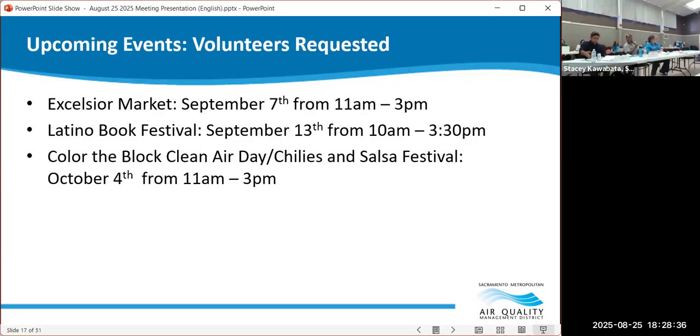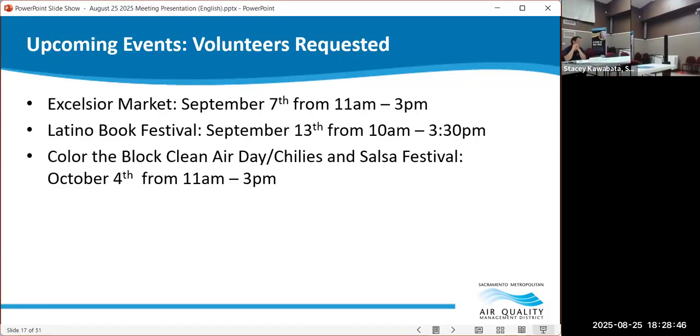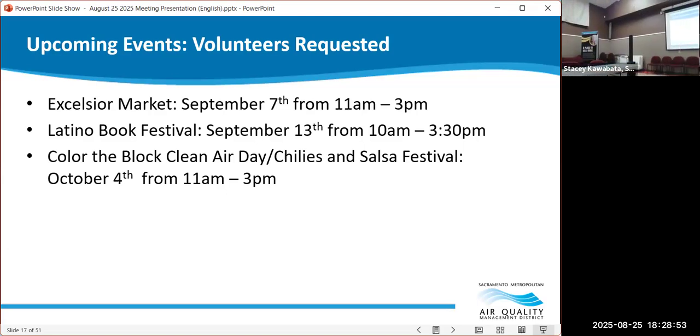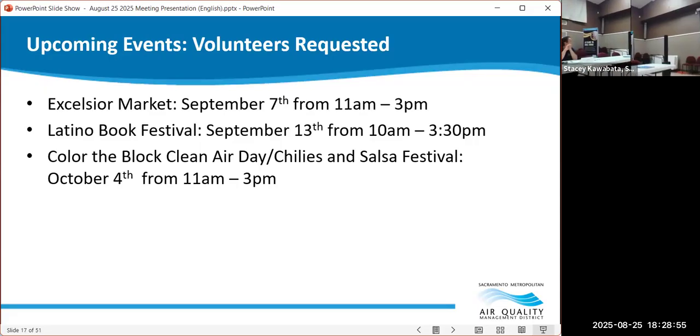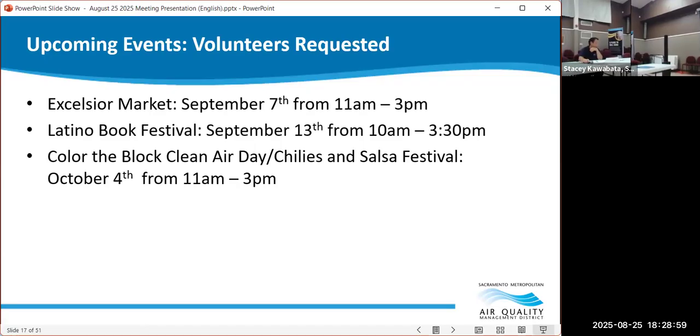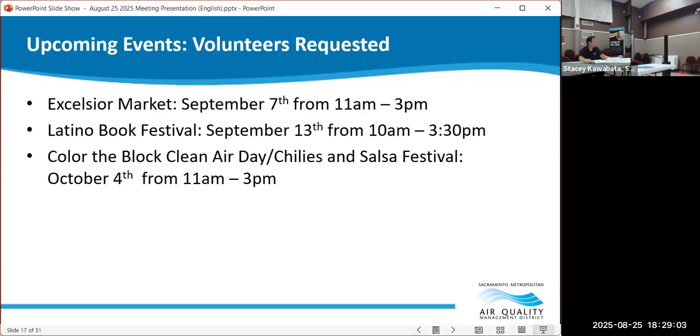And we believe that's at Sac City, but we will confirm. That is September the 13th from 10 to 3:30. And then again, we have the Color the Block Clean Air Day and Salsa and Chilies Festival, which takes place on October 4th from 11 to 3. So if anyone is interested in volunteering, please feel free to reach out to any of your colleagues to let us know that you are interested in volunteering.